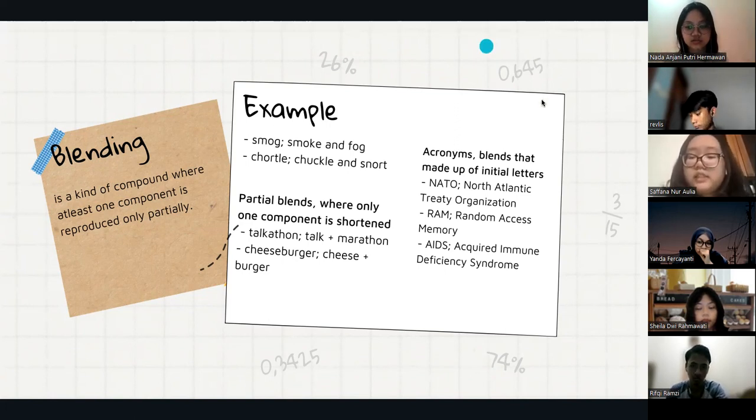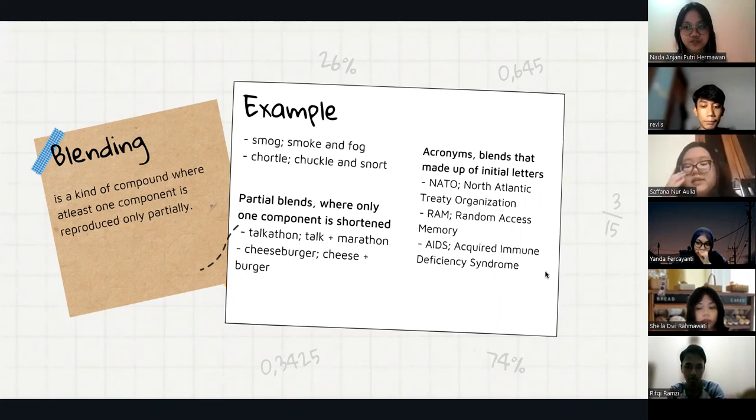For the second type, there's the acronym. Basically, that's a blend made of initial letters. These are three examples: NATO, North Atlantic Treaty Organization; RAM, Random Access Memory; and AIDS, Acquired Immune Deficiency Syndrome.